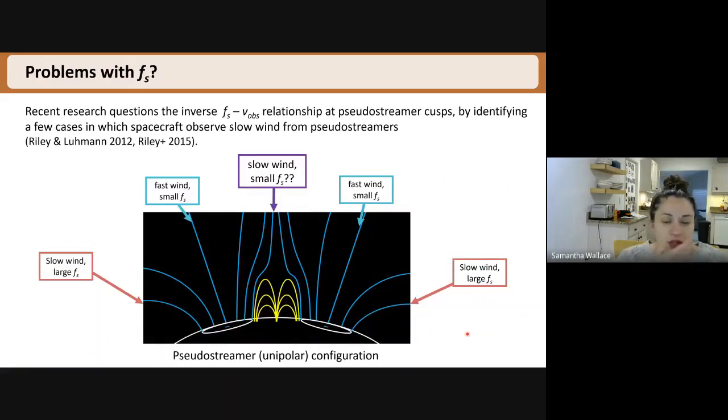So this inverse relationship between speed and expansion factor has been challenged in recent studies concerning pseudostreamers, because at the pseudostreamer cusp, those open field lines are the same polarity, so they typically converge lower down, like I was describing previously, resulting in lower expansion factors. So a few of these studies identified just a couple cases where pseudostreamer wind is observed to be slow, where the original Wang-Sheeley relationship would predict fast wind because the expansion factor is so small. So this is another one of those scenarios that can't really be described by the traditional two-state solar wind paradigm based on speed.